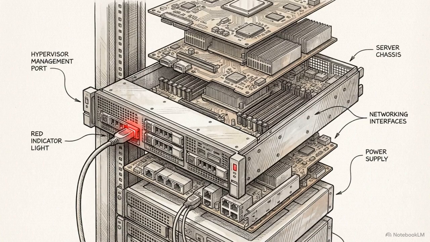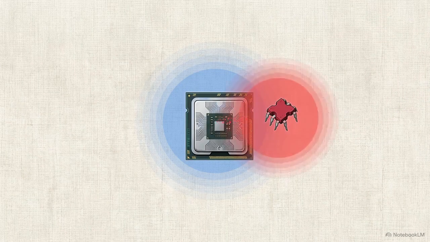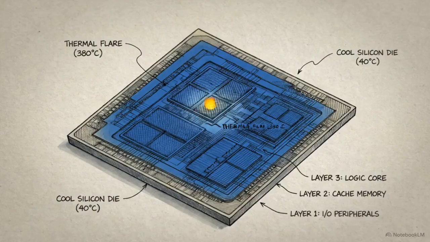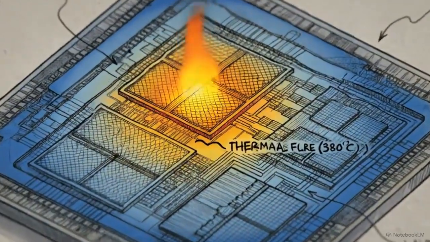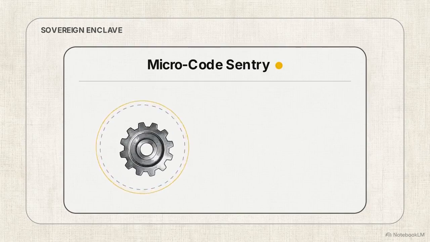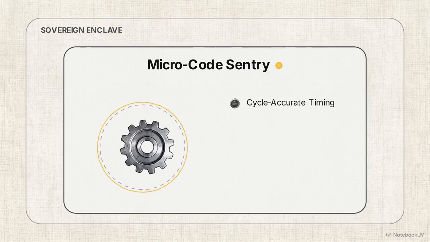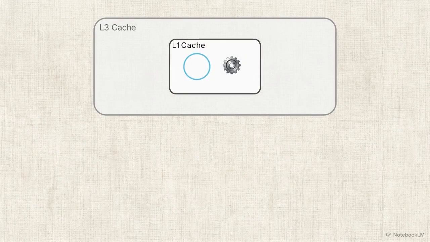We must also defend against the silent observer, microarchitectural side-channel attacks that exploit the processor itself to bypass memory encryption. We rely on a fundamental thermodynamic principle: observation requires energy. A hypervisor attempting to inspect a guest must consume shared hardware resources. To detect this, the system runs a microcode Sentry, a continuous background process executing a highly deterministic mathematical workload, specifically a simple integer fold. This calculation is deliberately engineered to be small enough to execute entirely and exclusively within the processor's level 1 cache, isolating it from main memory variants.